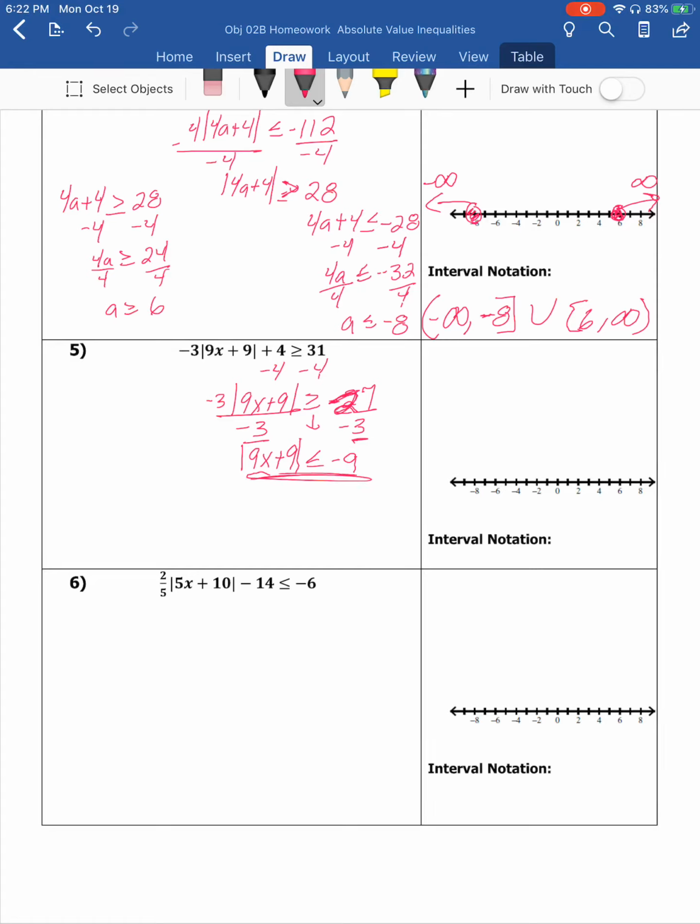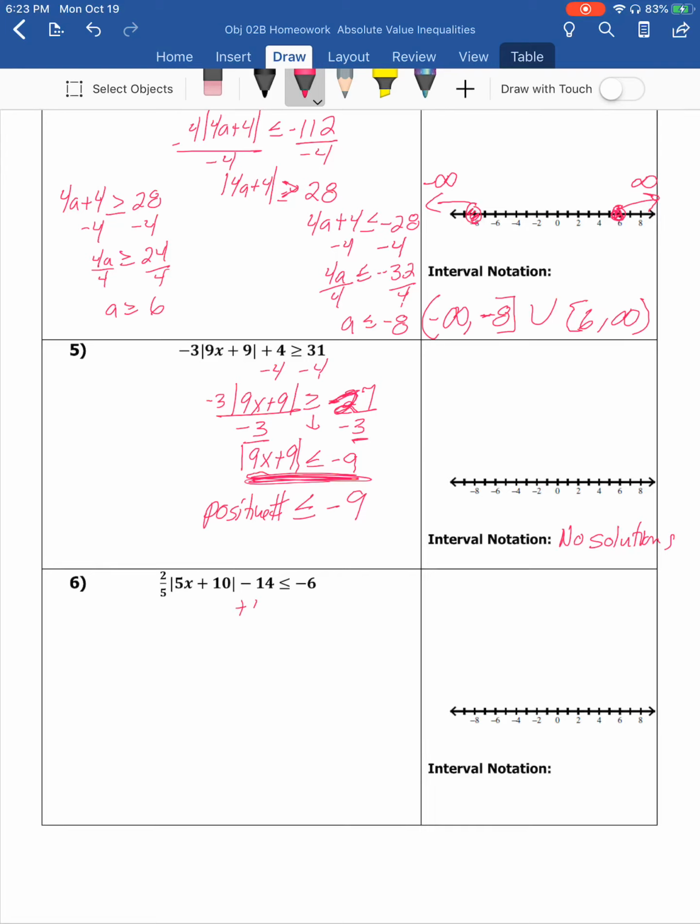I stop here because as soon as I see I have an absolute value, when I get my absolute value by itself, if I have a negative, that means there's going to be something funky going on. Again, if you don't remember the rules, you just write the word. I write positive number. Can a positive number be less than negative 9? No, that's not possible. You cannot have a positive number less than negative 9. So this is going to be no solutions, and you leave the number line blank because there's no solutions.